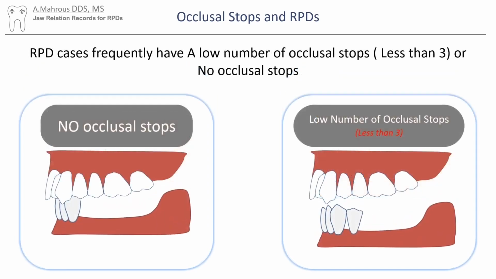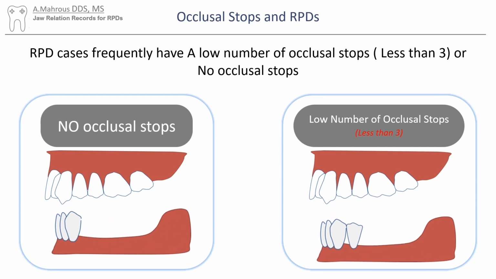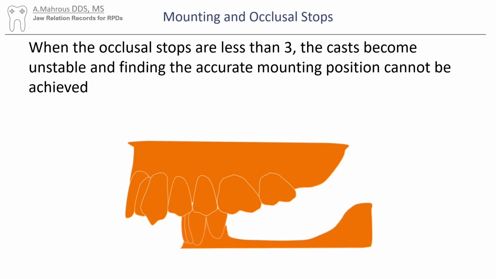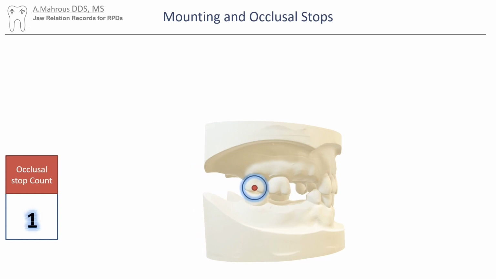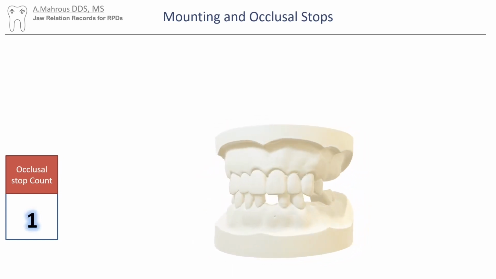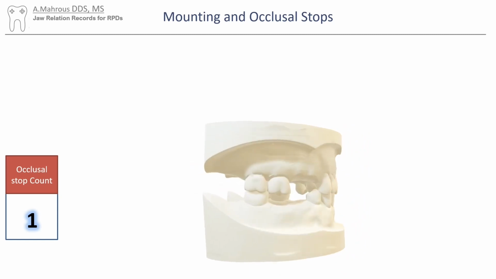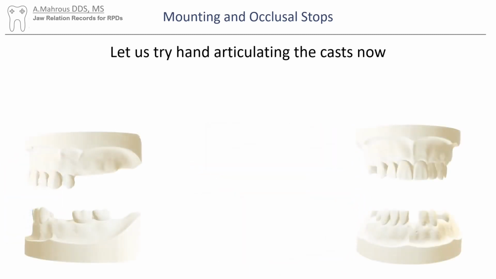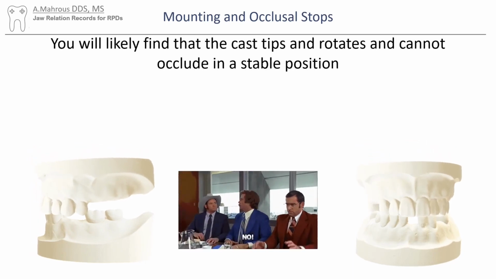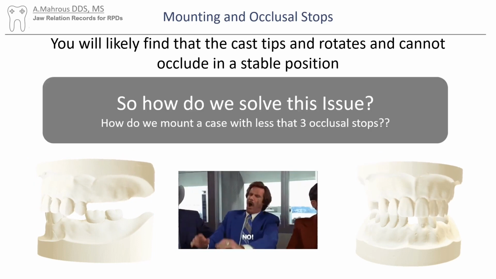Mounting a case in MI is usually straightforward. However, if a patient has less than 3 occlusal stops, this becomes a problem. The reason is that when occlusal stops are less than 3, the cast becomes unstable and finding an accurate mounting position is hard to achieve. Let's take this case for example. Here is one occlusal stop, and if we go around, we'll find that there aren't any more occlusal stops. If we try to bring those casts together by hand, we'll find that finding an accurate position is not possible, as these casts tip over the one occlusal contact that exists.